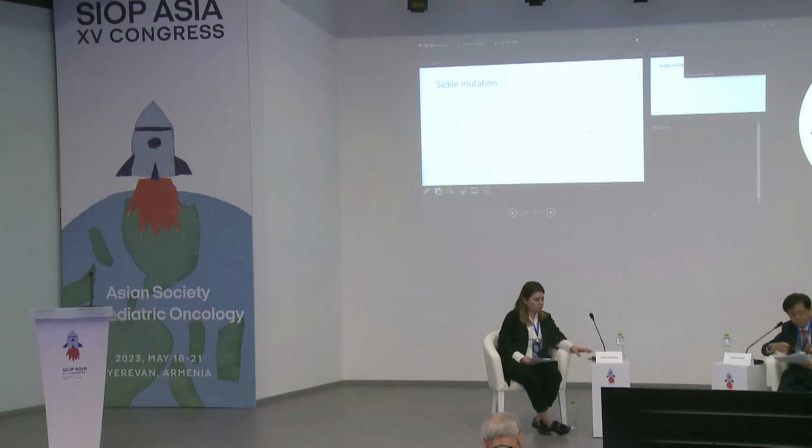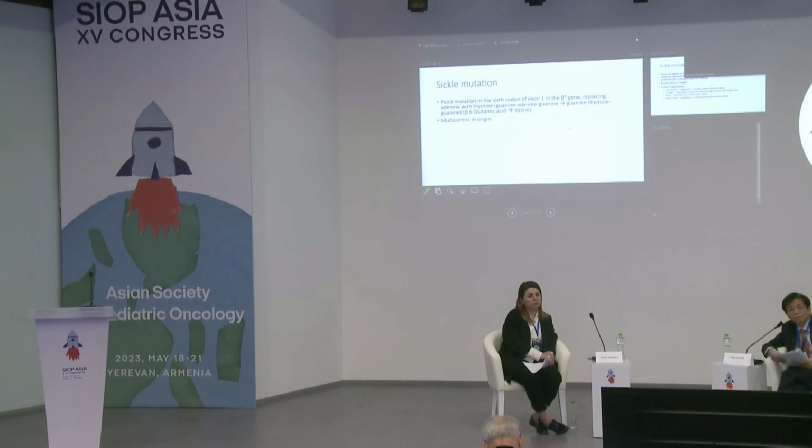And we start off with the sickle cell mutation itself. As most of you are aware, it's sickle cell disease. The hemoglobin S mutation is caused by a point mutation in the 6th codon of exon 1 in the beta globin gene, with the amino acid switch as has been described on the slide.